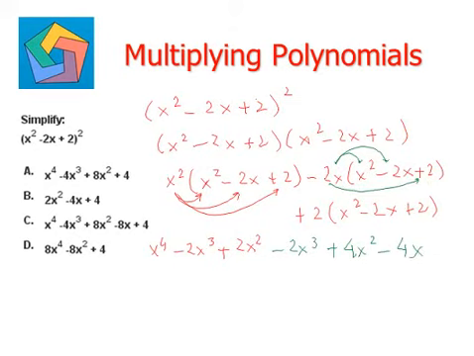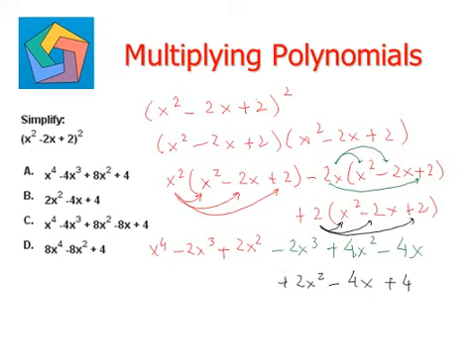Let's write the third parentheses. A positive 2 times an x squared is plus 2x squared. A positive 2 times a negative 2x is negative 4x, and a positive 2 times a positive 2 is a positive 4. Now we put the like terms together.